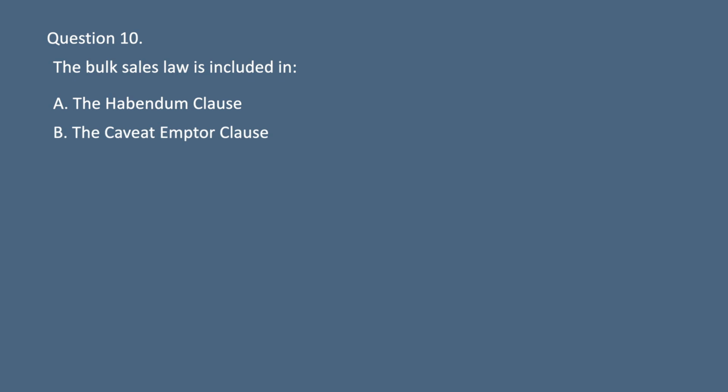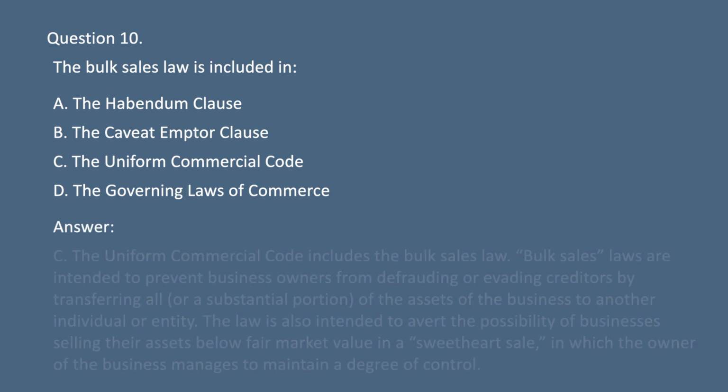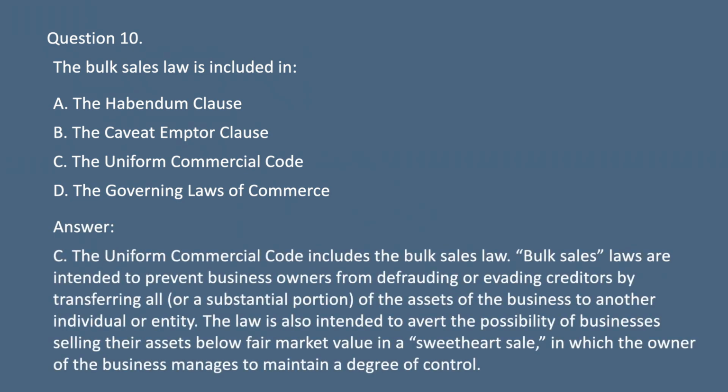Question 10. The bulk sales law is included in A. The habendum clause. B. The caveat emptor clause. C. The Uniform Commercial Code. D. The governing laws of commerce. Answer. C. The Uniform Commercial Code includes the bulk sales law.